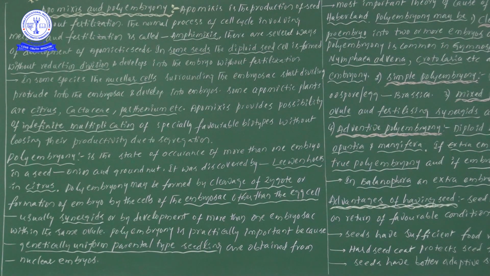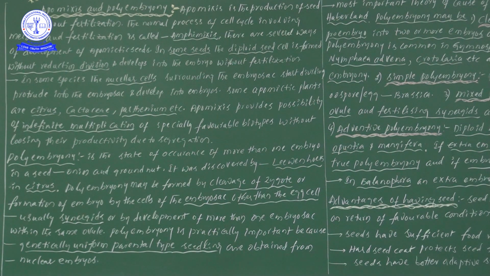Why? Because if you read this particular line, you will understand. Apomixis provides the possibility of indefinite multiplication of specially favorable biotypes without losing their productivity due to segregation. Means here 100% no chance of segregation. Whatever desirable characters are there, we can multiply all of these. How many times? Indefinite. As many times as we would like, we can produce as many offspring as we want. We need not bother about one particular point, that is segregation.